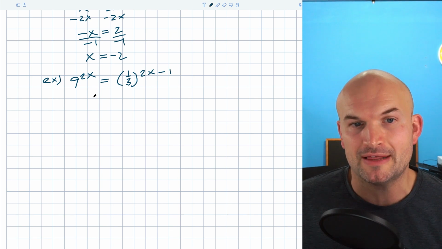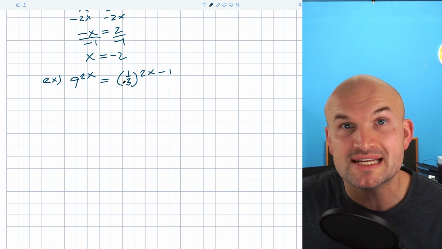Now, hopefully you remember on the rules of exponents, I can rewrite a number using negative exponents.